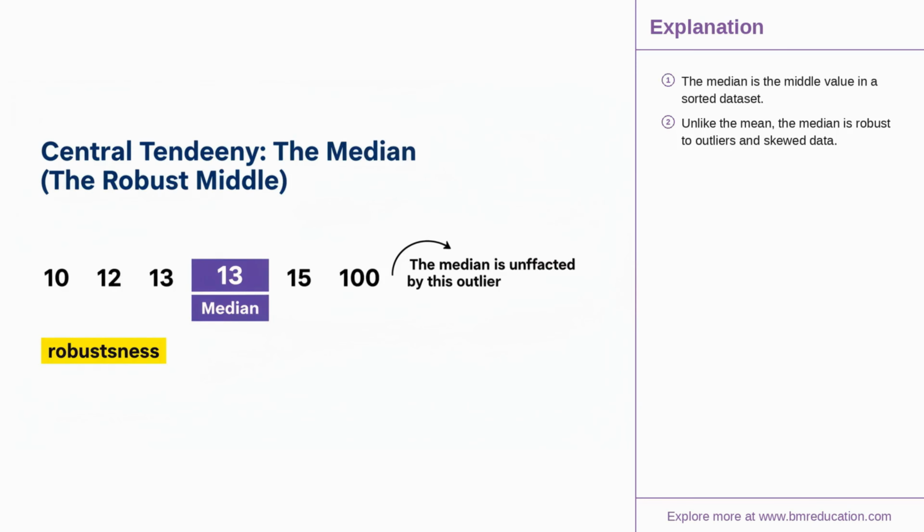To counter the mean's sensitivity, we use the median. The median is the middle value when the data is sorted. If there's an even number of values, it's the average of the two middle ones. The median's superpower is its robustness. It is not affected by extreme outliers, making it a more reliable measure of central tendency for skewed datasets.